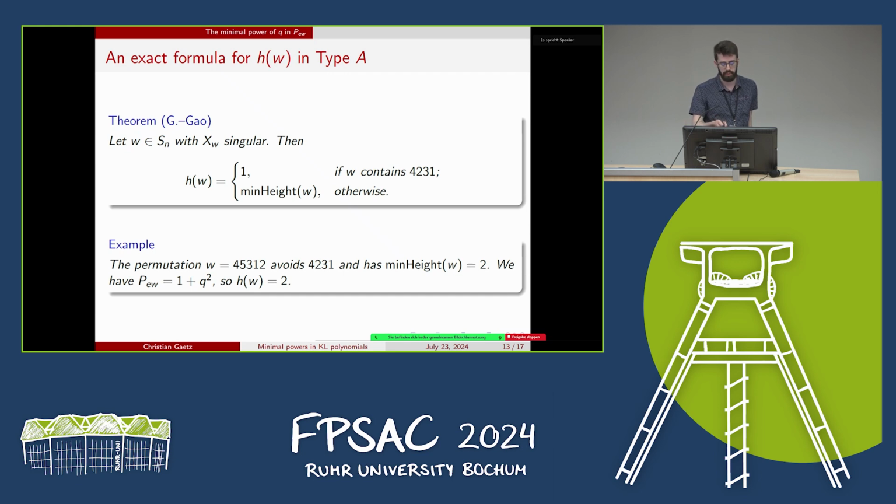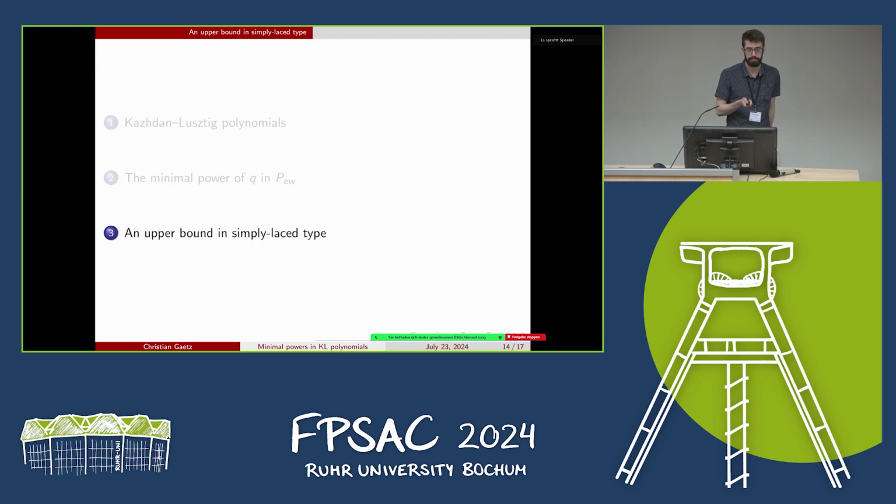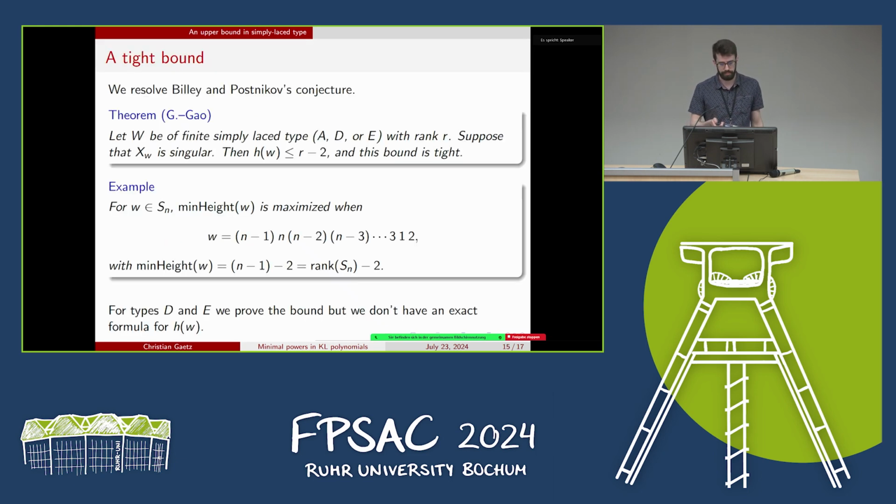Okay, it will turn out, if we think about this a little harder, that this implies the Billey-Postnikov conjecture in type A, but we'll see that example in a little bit. So lastly, I want to expand to finite simply laced types, so including D and E, and to try to prove the remainder of this conjecture of Billey and Postnikov, which was the upper bound of r being the rank of the simply laced group. So here's the theorem. We prove Billey-Postnikov's conjecture, and in fact, the r that they had can be replaced with r minus 2, and this bound is tight in all of these types.